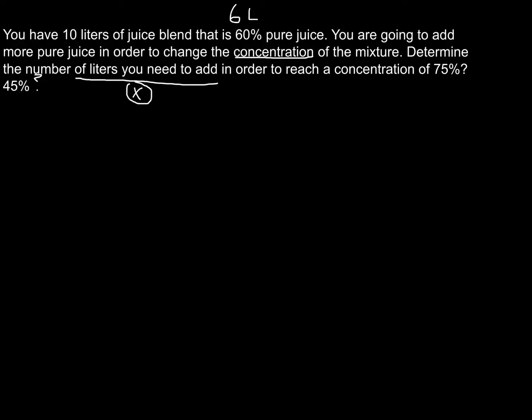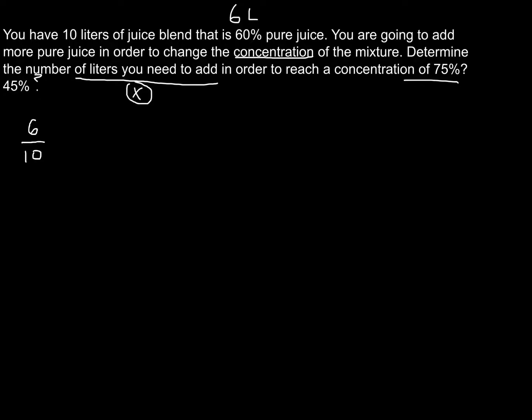And we want the concentration to be 75%. So when I think about all the pieces that I have and wanting to solve for the amount that I need to add, what I'm going to need to do is compute the concentration of my liquid using the amount that I'm adding, and then set it equal to 75%. Let's just think about where we're at right now. You have 6 liters of pure juice and 10 liters total. That's your 60% concentration currently.